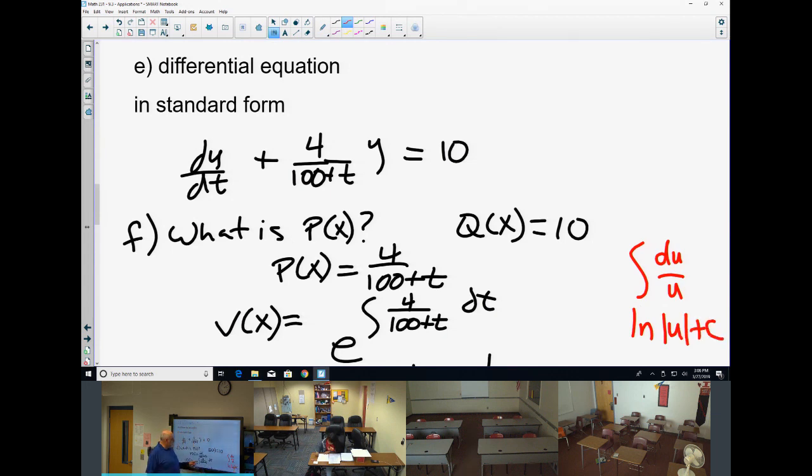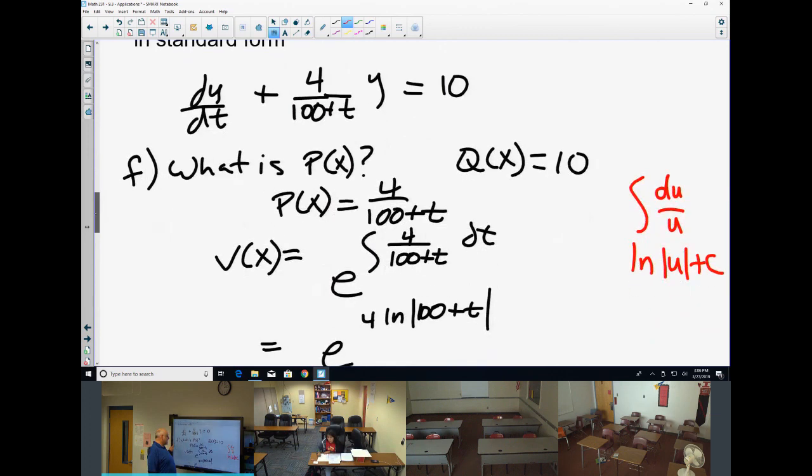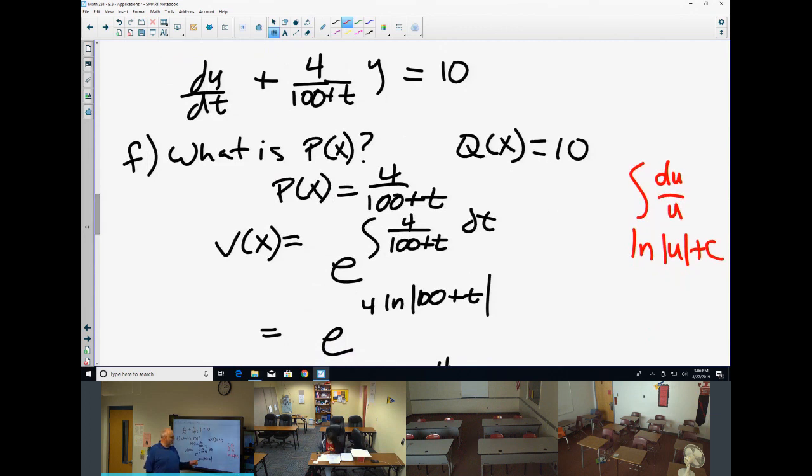So for this one, if we bring the 4 in front, see the derivative of 100 plus t is just 1. So dt over 100 plus t is going to be the natural log of 100 plus t.